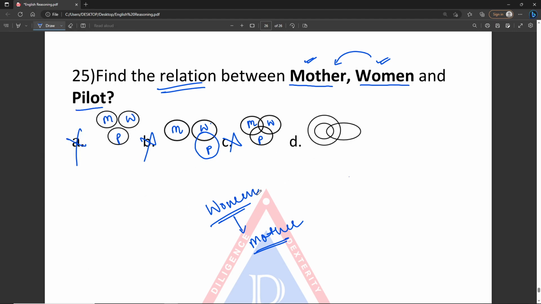Okay. So if we write woman here, mother here, and pilot this one, see, this is correct. Why is this correct? The whole part of woman can be mothers, because all women are not mothers. Some women are sisters, some women are daughters, but not all women are mothers. And some pilots who are women can also be mothers, right? So option D is correct for this question.